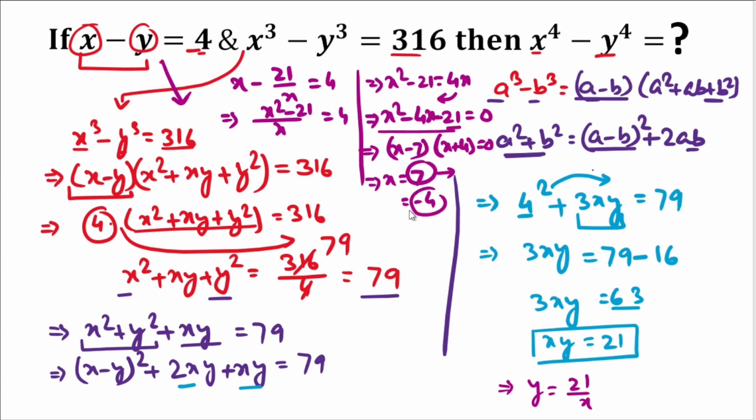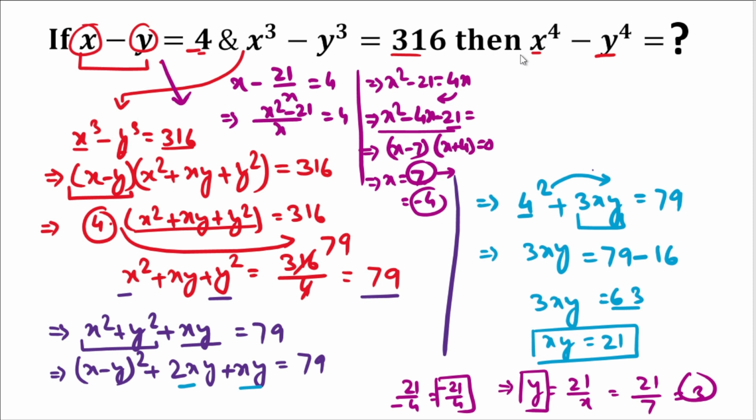If we take the value of x as 7 and put it over here, then the value of y will be 21 divided by 7, that is 3. For the other value, if we put minus 3, then 21 divided by minus 3 gives minus 7. So we'll take the positive values here, 7 and 3. Now for further solution we'll erase this.